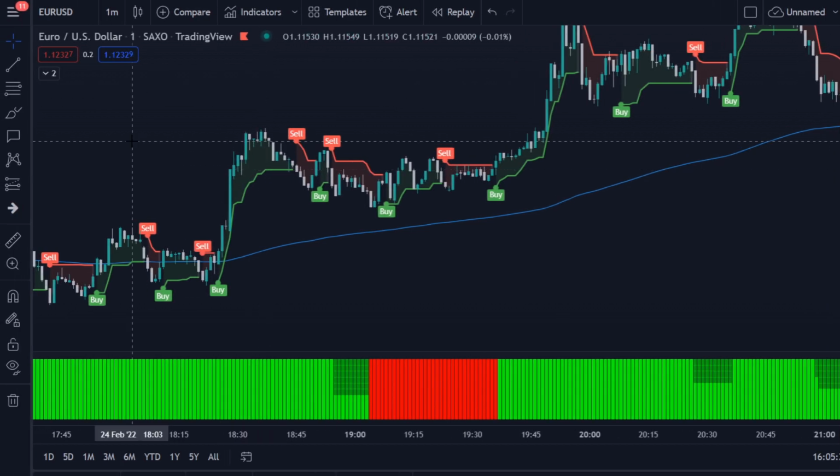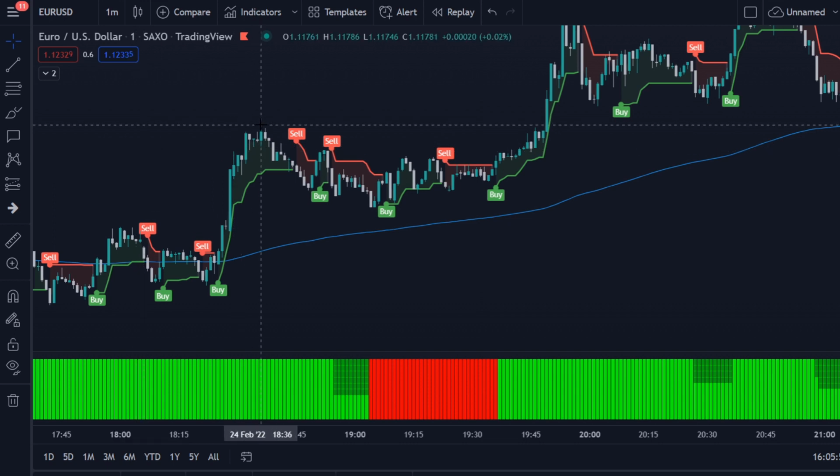Alright, I'm looking at Euro USD on the 1-minute time frame. You can also use this if you are trading gold or cryptos or even stocks. But for now, I'm testing this trading strategy on the Euro USD and I'm using TradingView for showing the charts.